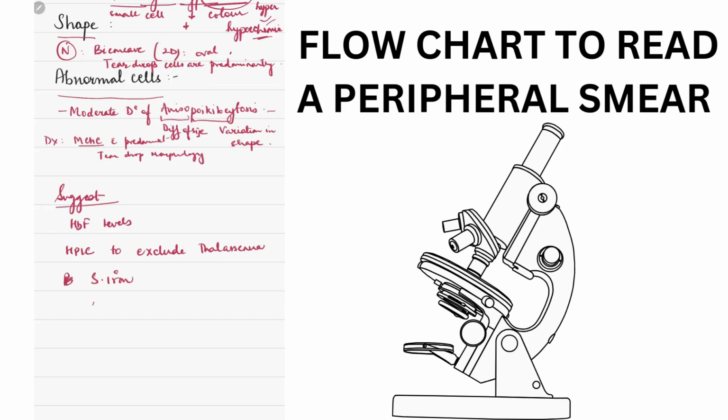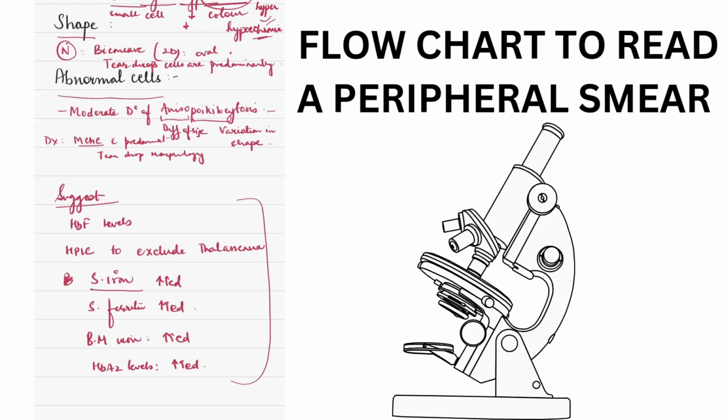Serum iron will be done, serum ferritin will be done. Okay, serum iron will be increased in case of thalassemia, ferritin will be increased in case of thalassemia, bone marrow iron will be increased in case of thalassemia, and HbA2 levels will be increased in case of thalassemia. So after all these tests, a clinician will make a diagnosis of thalassemia.